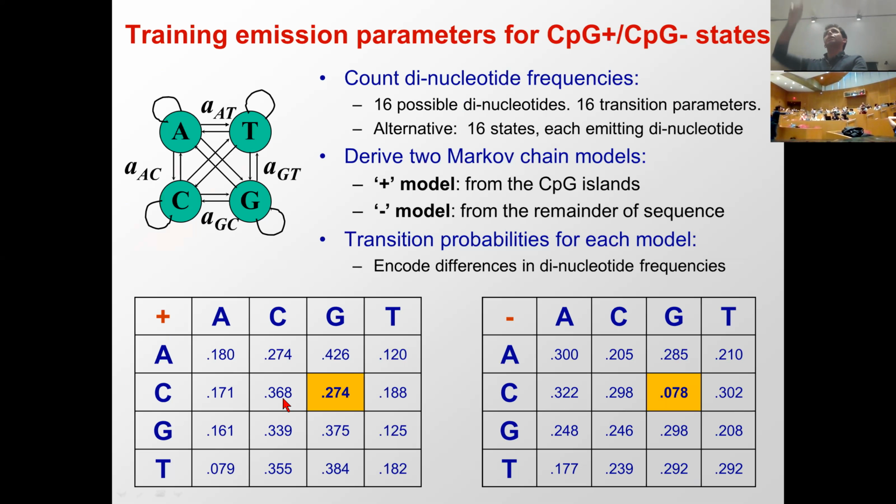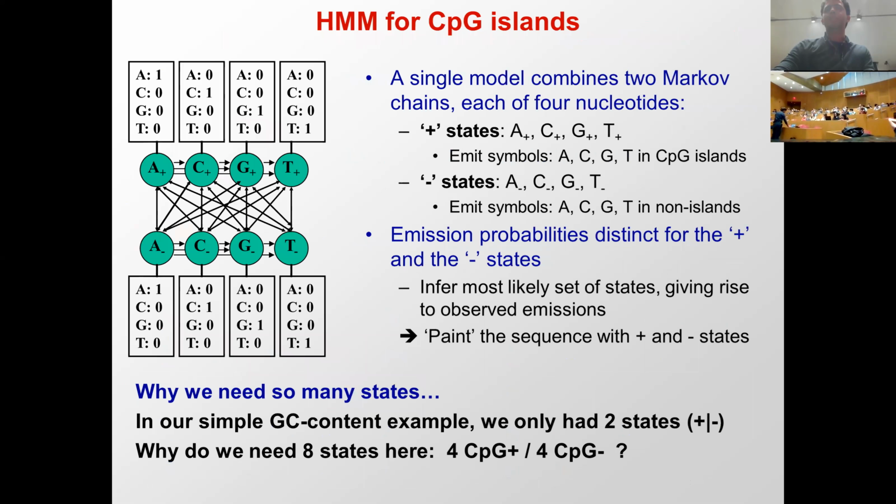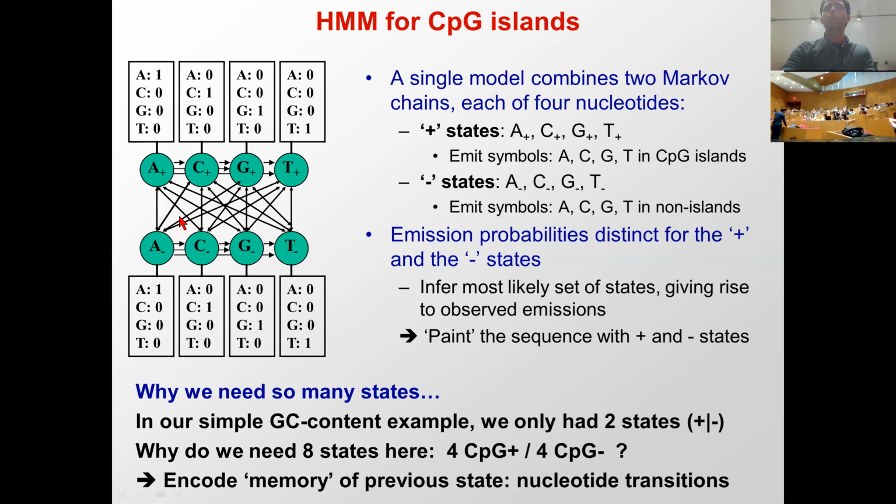So does that make sense? So sort of how we increase the state space to remember the previous character? That's exactly right. So basically, any transition from CpG plus to CpG minus is going to have exactly the same probability. And any transition from minus to plus will have exactly the same probability. And any transition from minus to minus will have exactly the same probability, and so on and so forth.